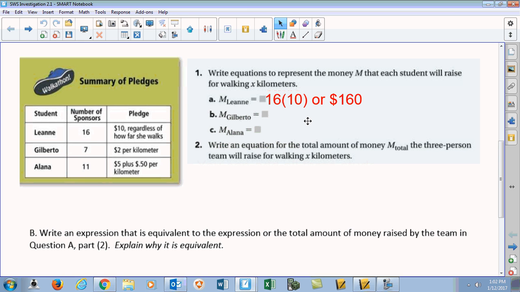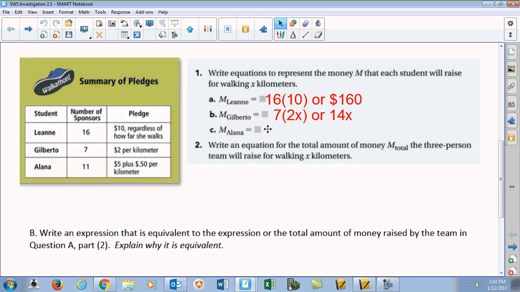Gilberto has $2 per kilometer for each person, so you could have had 7 times 2x, or you could have multiplied them together to get 14x. Either expression is correct. So that's going to be his total money that he would collect. So if he walks 5 kilometers, you would take 14 times 5.